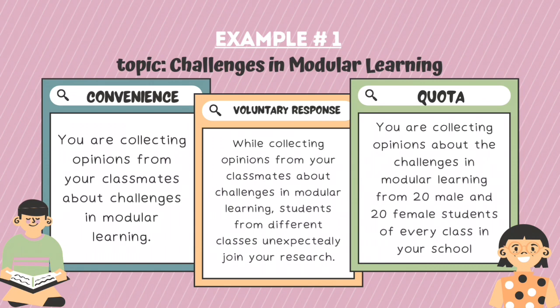Next is voluntary response. While collecting opinions from your classmates about challenges in modular learning, students from different classes unexpectedly join your research. This shows how voluntary sampling takes place because there is willingness in others to participate in the research study. Next is quota. You are collecting opinions about the challenges in modular learning from 20 male and 20 female students of every class in your school. The researcher in this situation sets a sample size or a total number of informants by himself based on what he thinks is needed by his research.